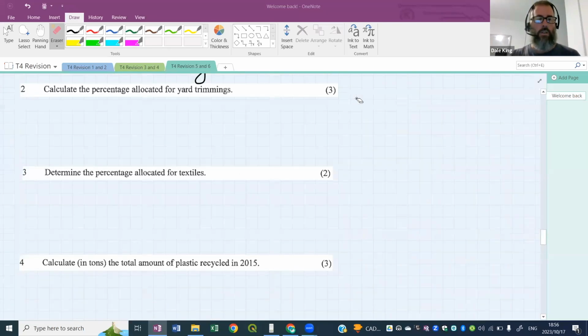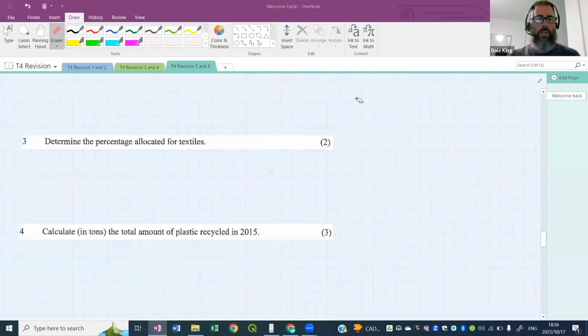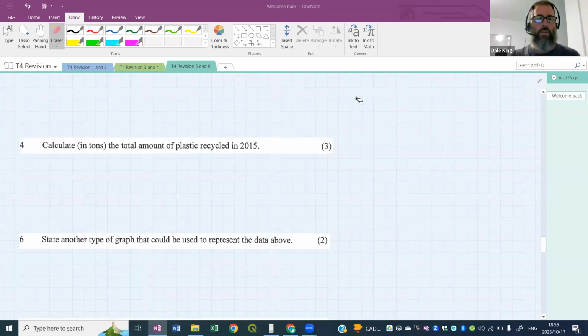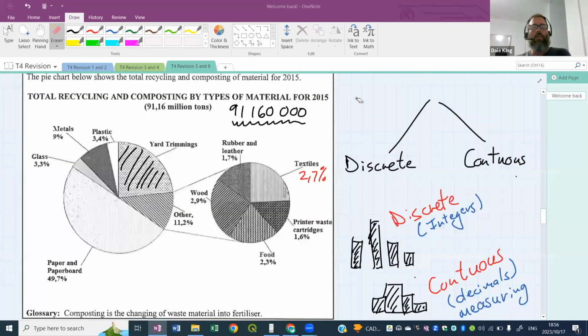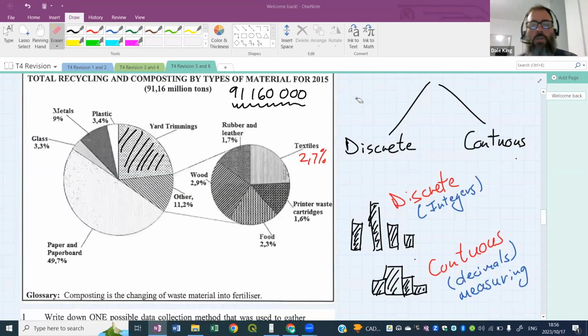Question 6. State another type of graph that can be used to represent this data. State another type of graph that can be used. Can we use a bar graph, or do we use a histogram here? What do you all think now? Bar graph or histogram?